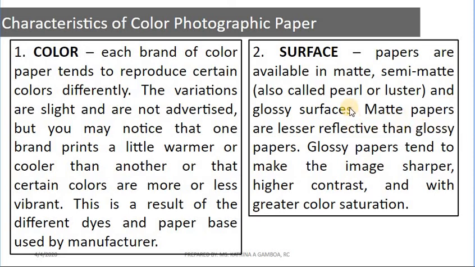So, matte papers. Tandaan nyo. Ano yung matte? Nakita na kayo ng matte? O, yung mga babae. Kapag sinabi nating matte, hindi sila glossy, hindi sila kumikintab. So, matte papers are less reflective than glossy papers. Glossy papers naman tend to make the image sharper. So, if you want a sharper image, then use glossy paper. Ganon, madami yung mga surface ng ating photographic paper. So, yun ang nasa laboratory activity nyo.